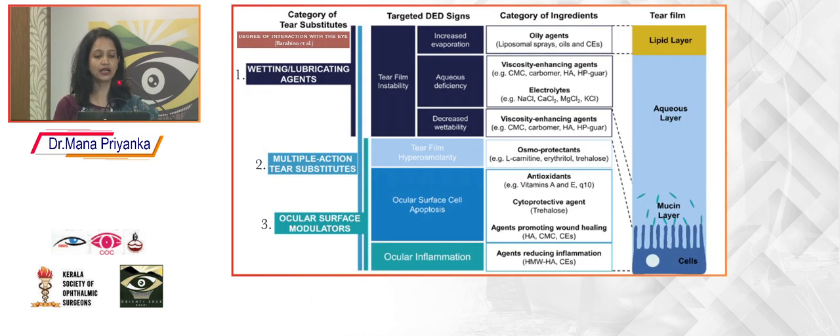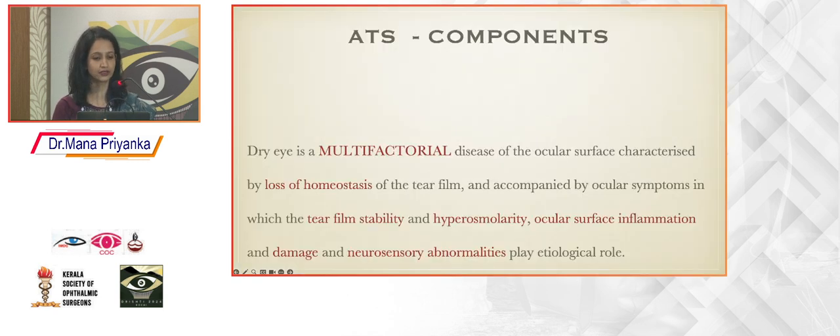So Barabino et al. have categorized the tear substitutes into wetting or lubricant agents, which bring about the tear film stability, which includes oiling agents and the viscosity enhancing agents. Then the multiple action tear substitutes improve the quality and quantity of the tear film, and ocular surface modulators interact with the ocular surface and thereby heal the epithelium of the ocular surface, which includes the osmoprotectants and agents which promote wound healing.